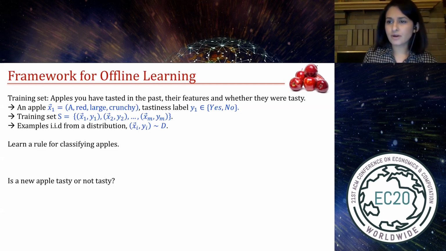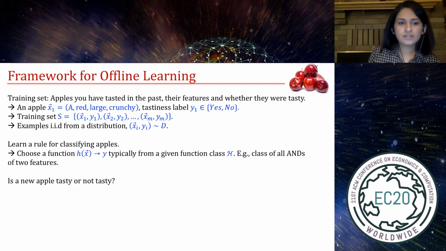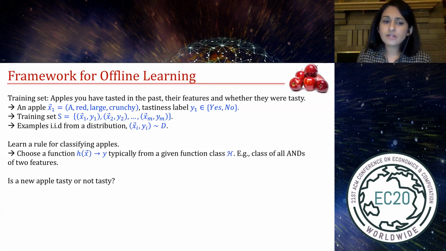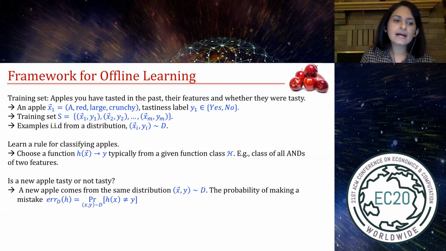Okay, the second part is you want to learn a rule. This rule is a function. It's a function that takes the features of a new instance and will tell you what the label is. Typically, it comes from a prefixed set of functions. For example, you might only want to have prediction or classification rules that take two features and look at their conjunction or disjunction.